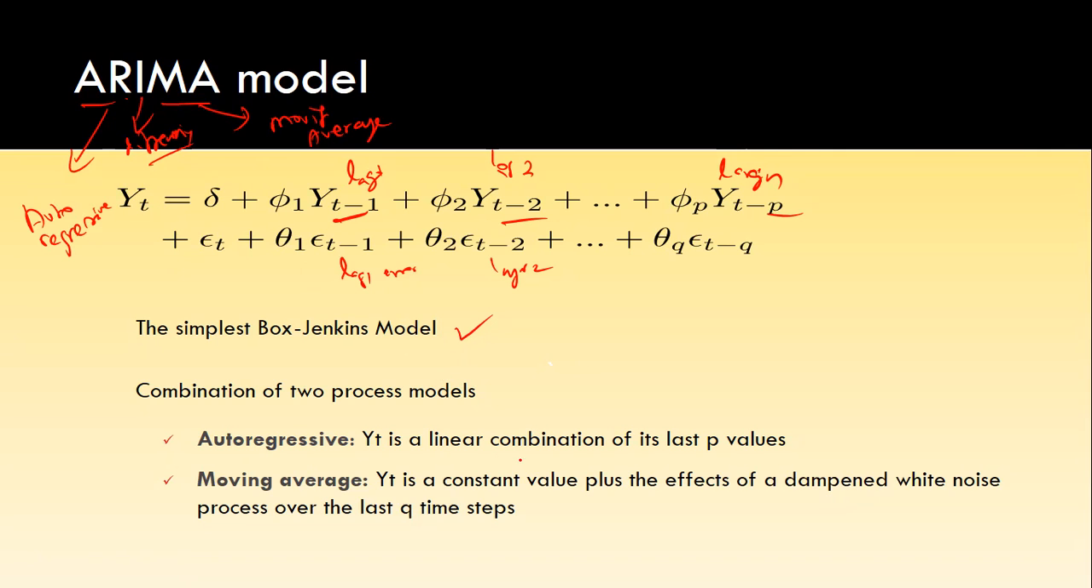See, in autoregressive, Yt is a linear combination of the last p values, whereas moving average is a constant value plus the effects of a dampened white noise process over the last time steps. Okay, still you might be confused with this one. Autoregressive, something like lag one. So as I discussed in the last session, when it comes to univariate time series analysis, right?